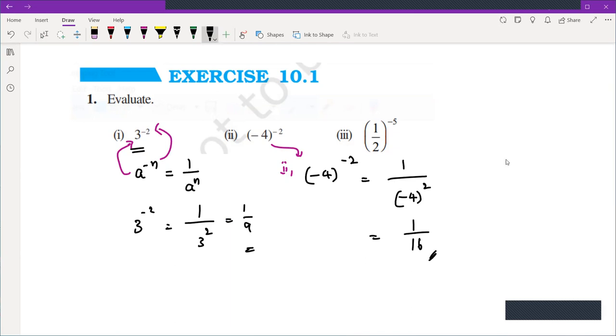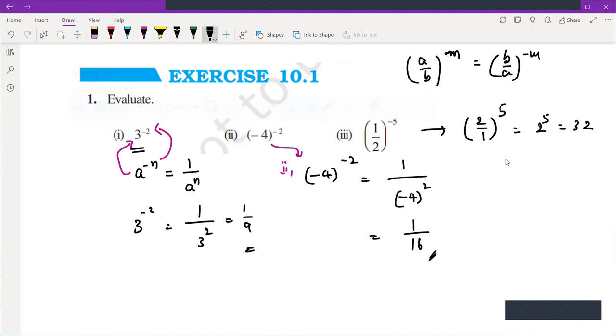The third one is in the form of a by b whole power m. Or if you want to write this as positive, we can write its reciprocal with the sign of the exponent changed. So the formula is a by b whole power m equal to b by a whole to the power of minus m. Using that, you can expand this. This is 2 by 1, which is nothing but 2. 2 power 5 is 32.